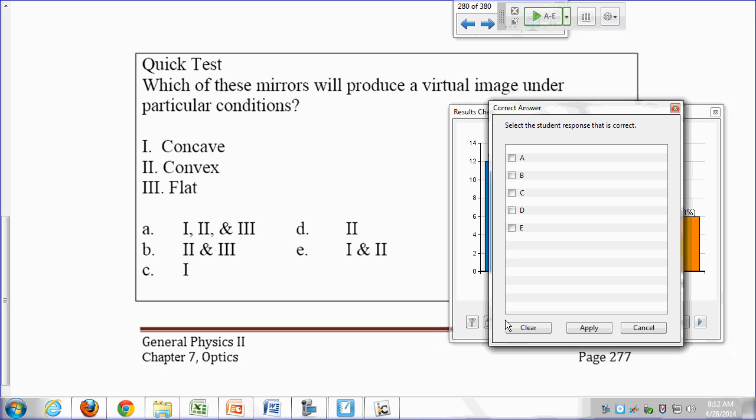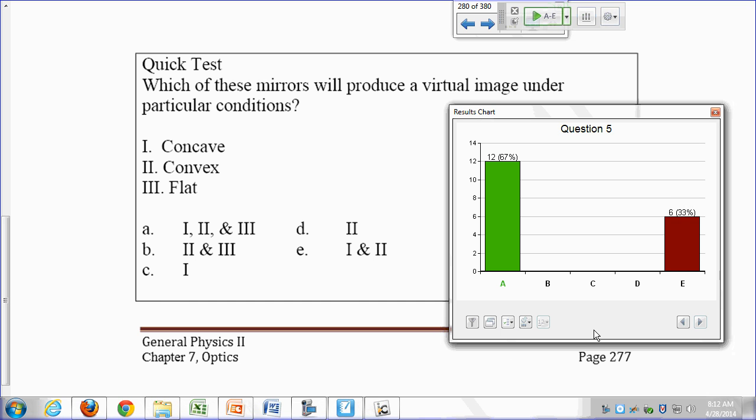Okay, A is right. Don't forget the flat mirror also produces a virtual image. So a concave mirror will produce a virtual image if the object is in front of the focal point. Convex mirrors always produce virtual images, and flat mirrors likewise always produce virtual images. So it's really the concave that switches up depending on where you are with regards to the focal point.